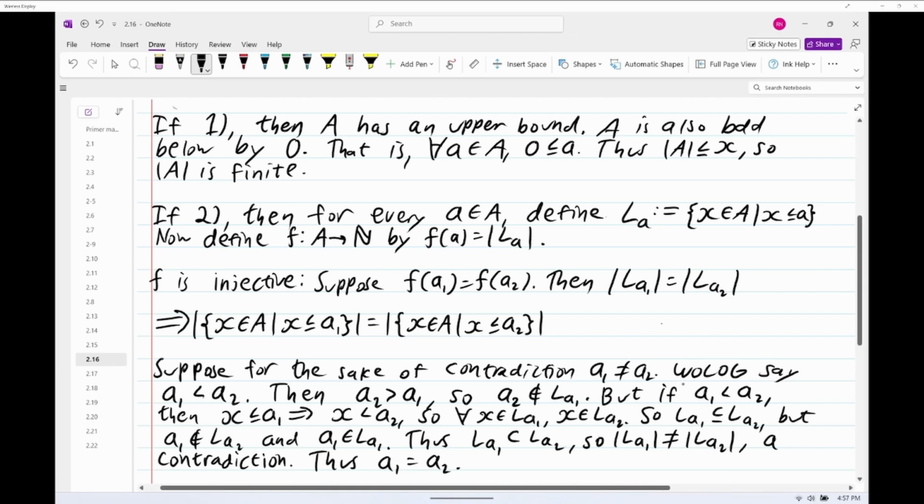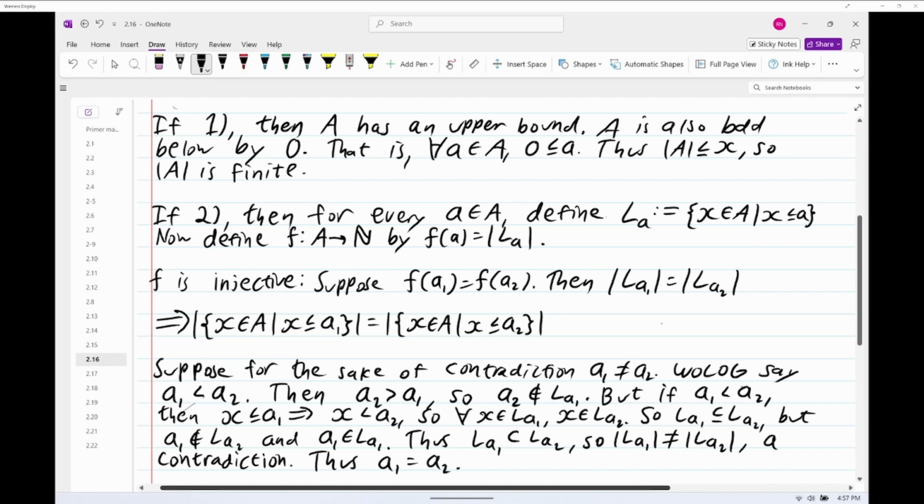WLOG, that means without loss of generality, I could say A1 is smaller than A2. And I can say that because there's nothing actually different about these two sets in terms of how I've constructed them. I could replace every A1 by an A2 and every A2 by an A1, and it's going to look exactly the same. So I'll just do it one way. Okay. So I can, without loss of generality, say that A1 is smaller than A2. Then A2 is bigger than A1. Shocker. So A2 cannot be in LA1 because A2 is not something that's smaller than A1.